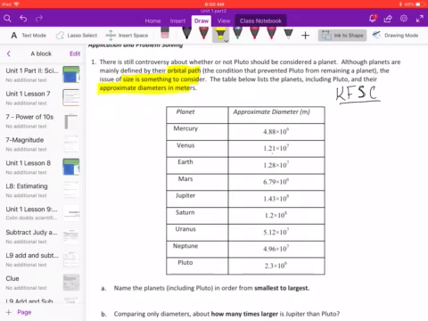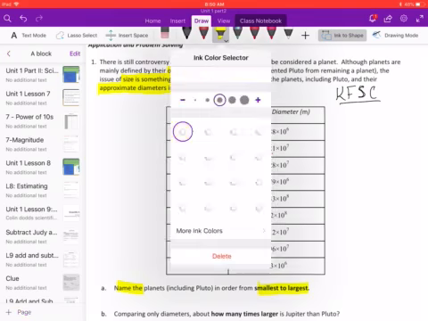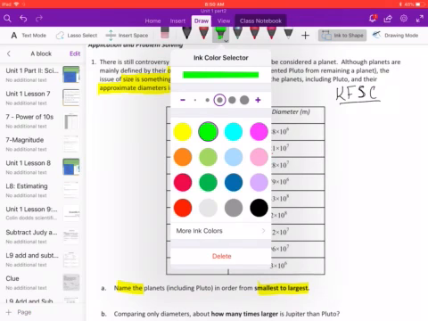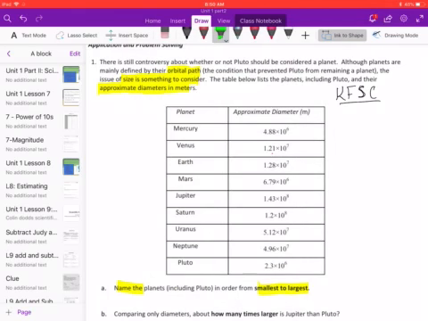Part 1 wants me to name the planets, so I need to name the planets in order from smallest to largest. Remember, when we are comparing numbers in scientific notation, the first thing we do is look at exponents. So I'm going to look at all the smallest exponents, 10 to the 6, 10 to the 6, 10 to the 6. Those are all kind of the same magnitude. Since they have the same magnitude, now I'm going to look at the lead factor, 4.88, 6.79, 2.3, and I'm going to organize them by size.